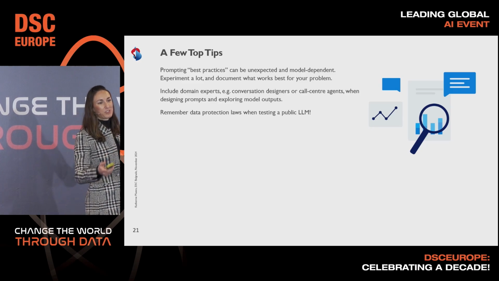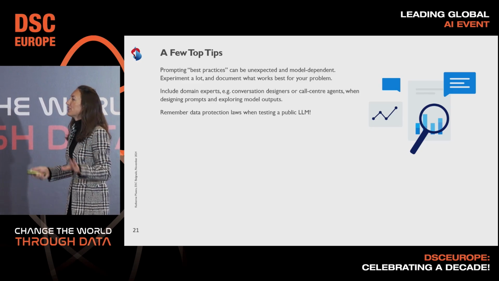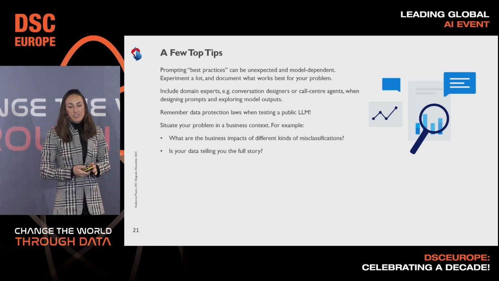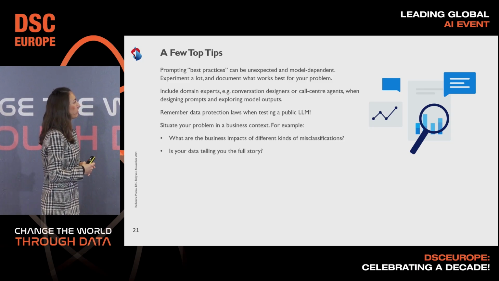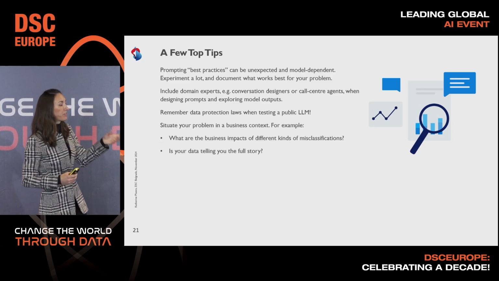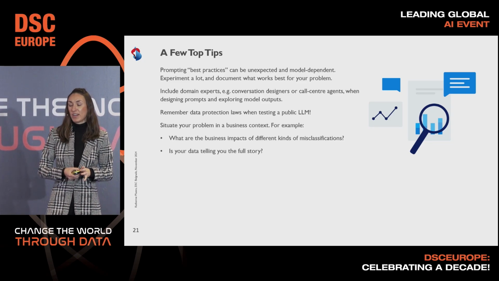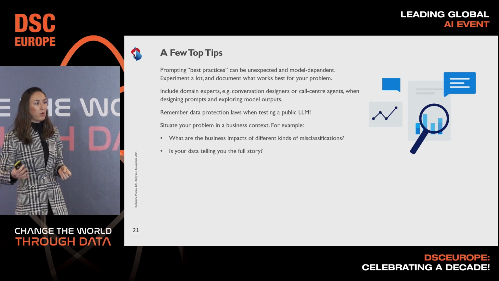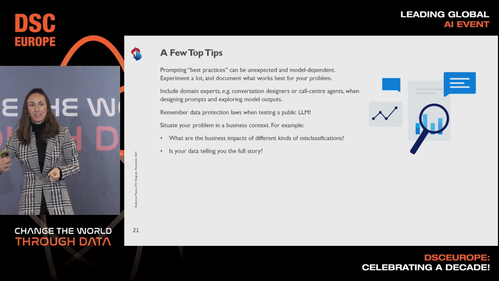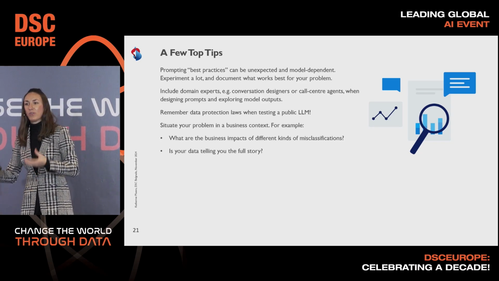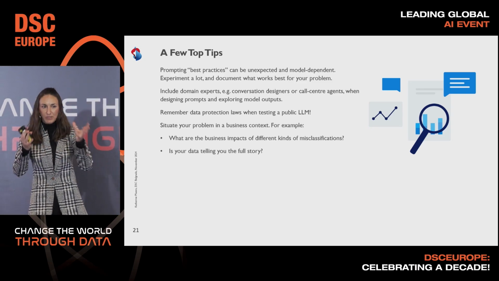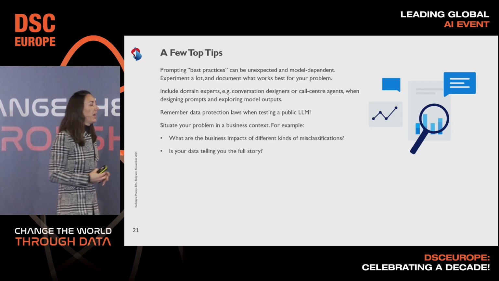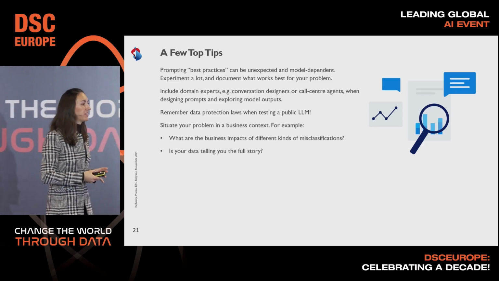If you are going to try something in ChatGPT, just make sure that you can put the data in there, so be careful. And remember to situate the problem in a business context. For example, what are the implications of different kinds of misclassifications? If you route a bereavement call to a sales team, that's horrible. So you have to look not just at your one number of your accuracy, but look at where the model's going wrong and think about what that means for the business.